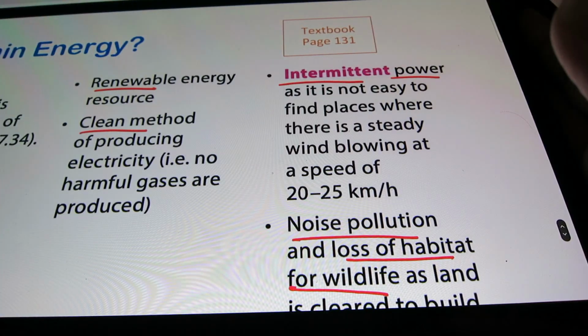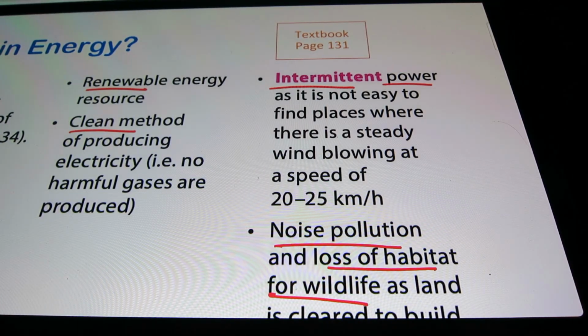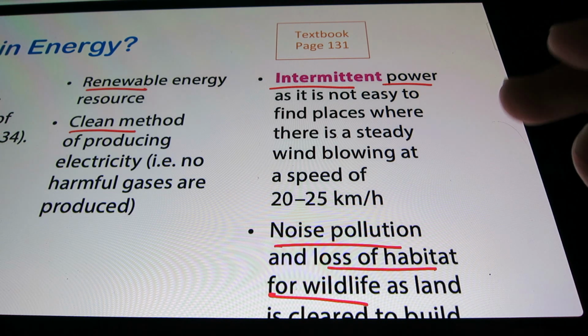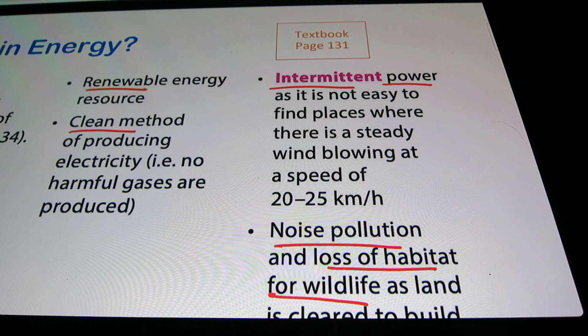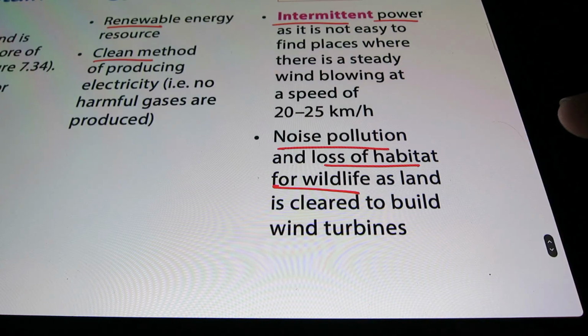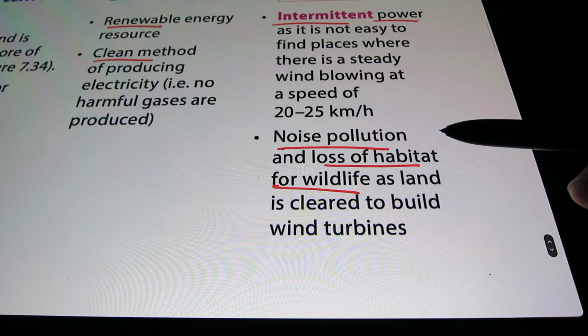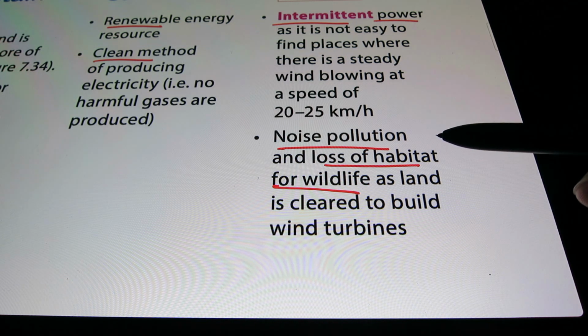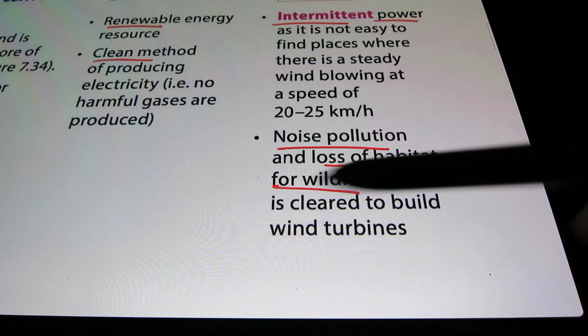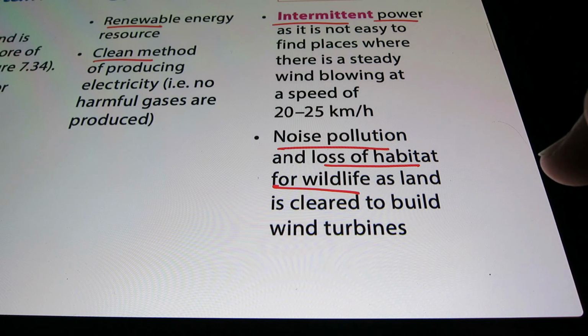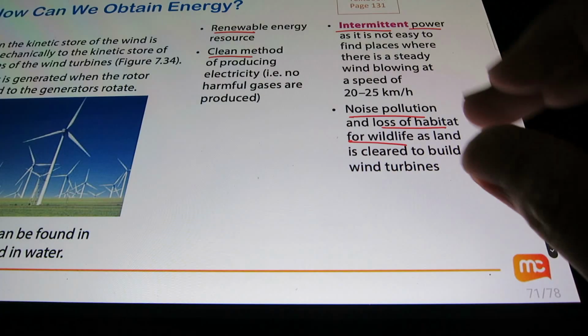What it does is that the energy is not as consistent as we would like, because you must have wind blowing. If there's no wind, then you have no energy. There are also claims of noise pollution, and also if you have to clear the area to build your wind turbines, then actually it's a loss of habitat for the wildlife in the area. So that's wind turbines.